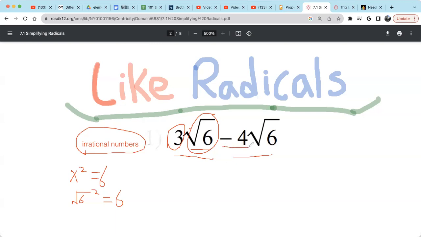Here we have -4. -4 totally makes sense to us. It's a rational number. Then square root of 6 again. So those two we call like radicals, which means the radicals have the same radicand. In this case, the radicand is 6. 6 is called the radicand.